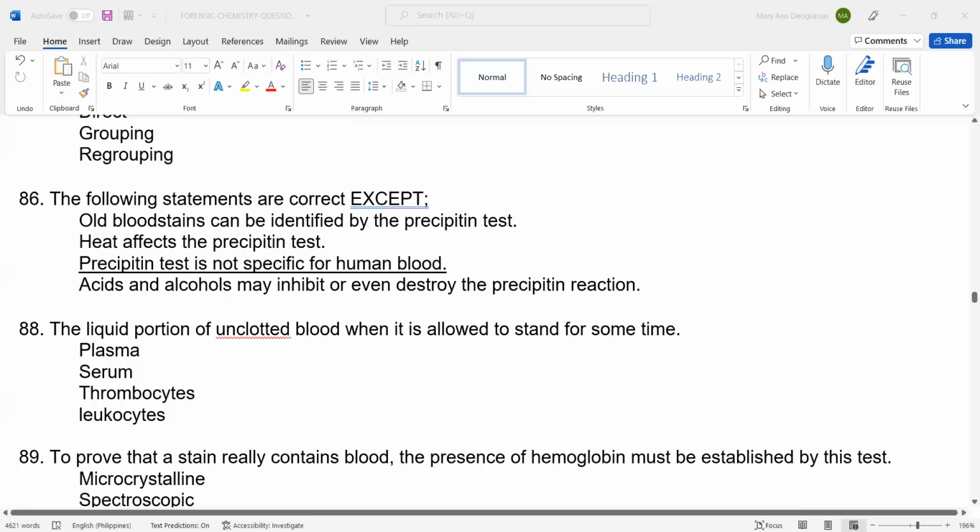and alcohols may inhibit or even destroy the precipitin reaction. So, dati, sabi ko sa inyo is, if let's say ang ating crime scene is nasa bodega tayo na pagawa ng acids, ganyan, tapos natapunan yung blood natin. Even if it is human blood, pag ganun ang nangyari, this will inhibit or even destroy the precipitin reaction. So magde-negative siya sa precipitin test.